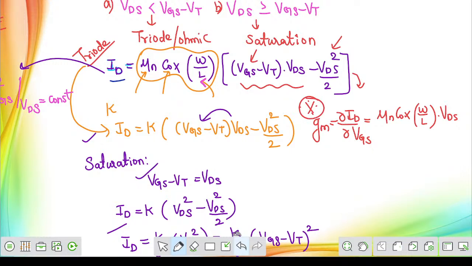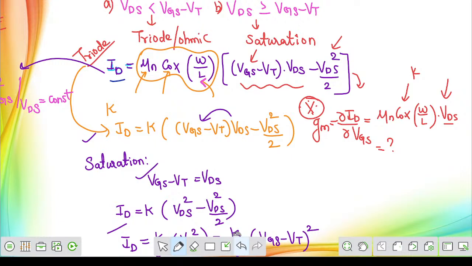If they are asking you to calculate the value of transconductance, just observe VDS, and the value of K will be given. Directly take it and multiply with VDS. That will give you the final answer in one step. But you must remember how to calculate the terms. These are the things that I am discussing here that you must remember in your mind.